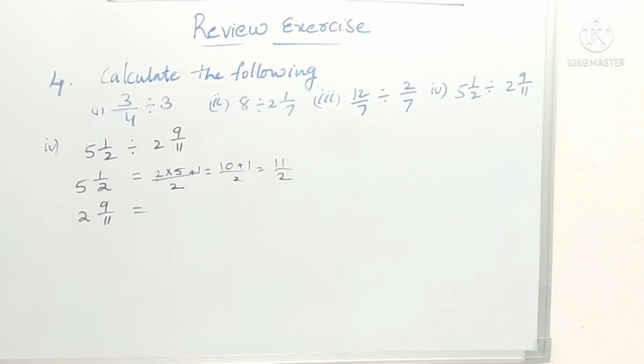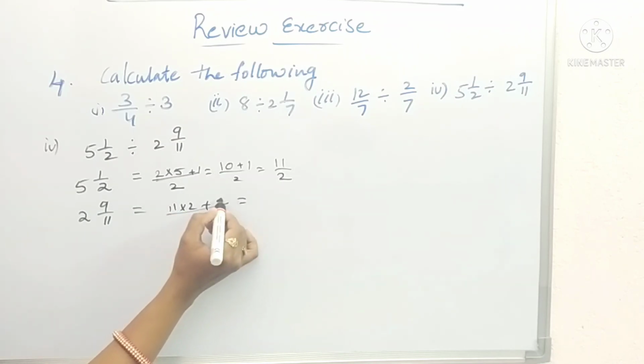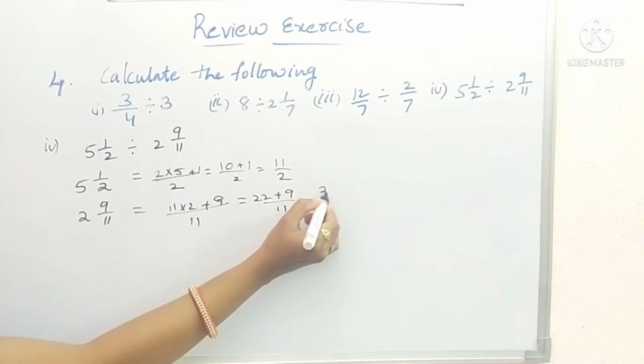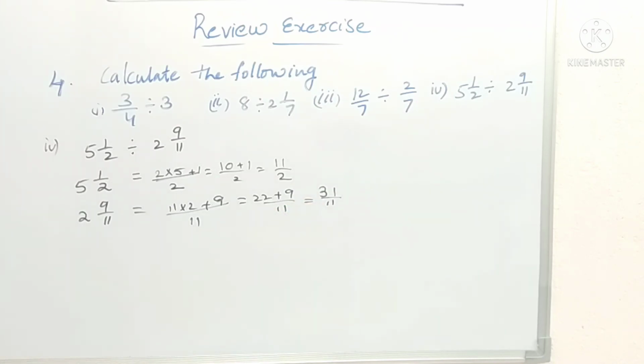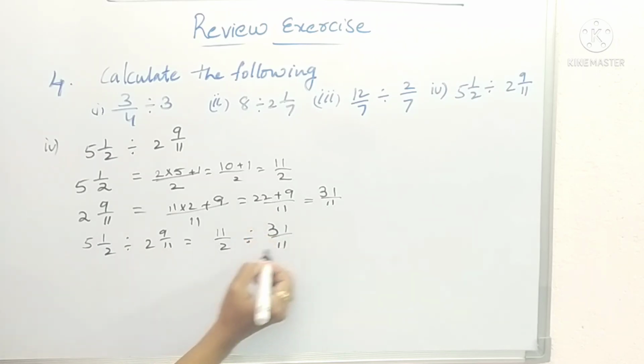Next, here 2 9 by 11. What's the denominator? 11. So write 11. 11 into 2 plus 9. 11 2s are 22 plus 9 by 11. So this is 31 by 11. So 5 1 by 2 divided by 2 9 by 11 is equal to 11 by 2 divided by 31 by 11.